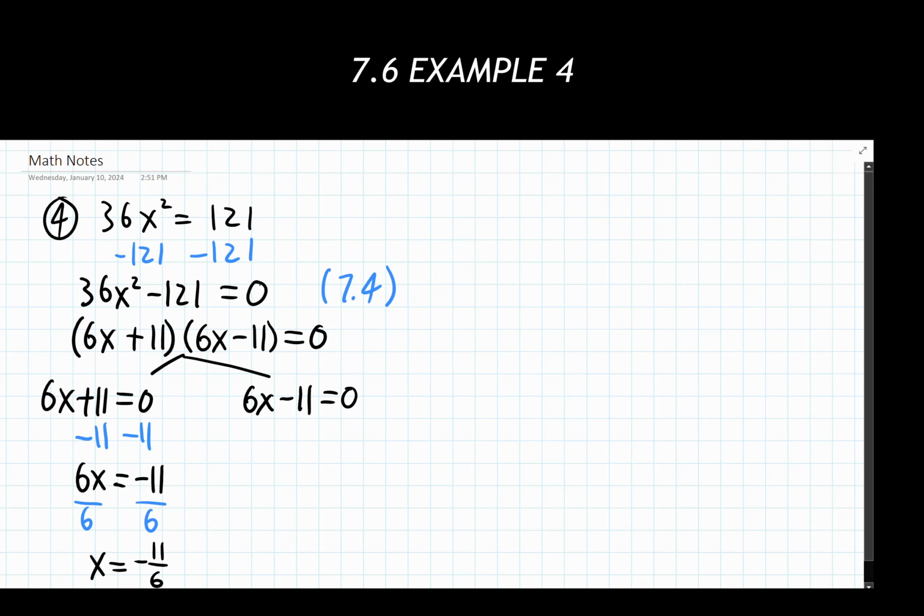Looking at the other one, we're doing pretty much the opposite. At the very beginning, we're just adding 11. That gives us 6x equals 11. Dividing both sides by 6.